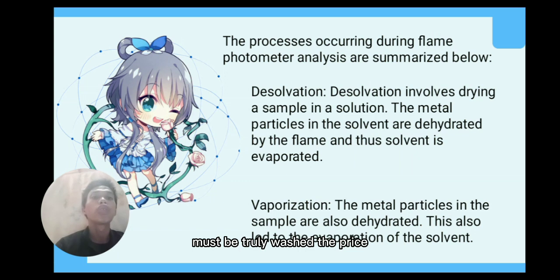The processes occurring during flame photometer analysis are summarized below. First is desolvation. Desolvation involves drying a sample in a solution. The metal particles in the solvent are dehydrated by the flame and the solvent is evaporated. Evaporation. The metal particles in the sample are also dehydrated. This also leads to the evaporation of the solvent.